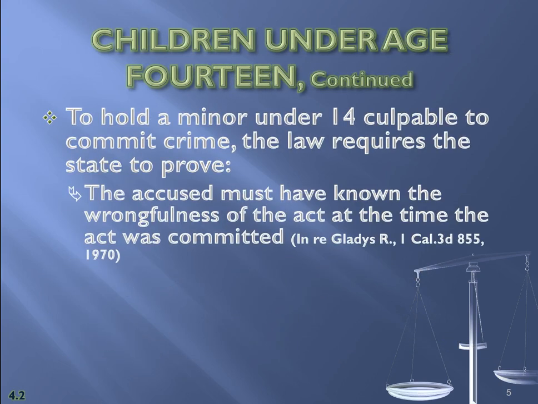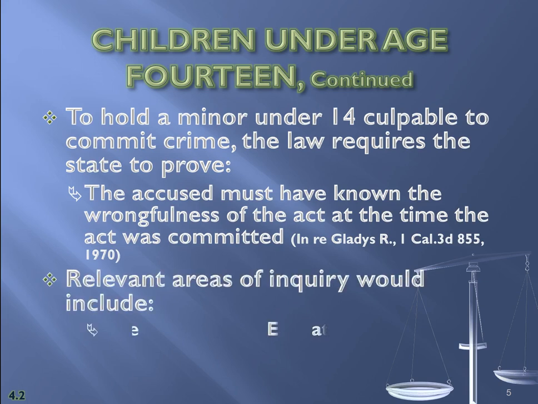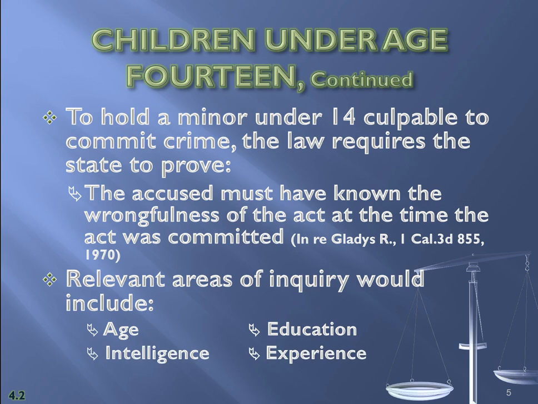So as we kind of keep talking about here, children under the age of 14, to hold a minor under 14 culpable to commit a crime, the law requires that the state prove a couple of things. The accused must have known the wrongfulness of the act at the time the act was committed. And there's a very important case, In re Gladys R., that talks a little bit about that.